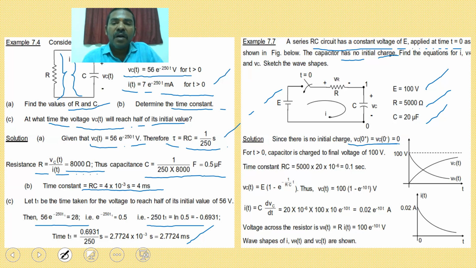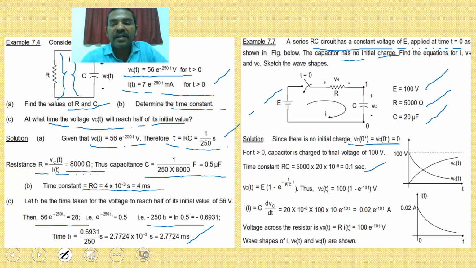Okay, so after closing the switch, the 100 volts is applied to the circuit, and the capacitor acts like a short circuit. So only the voltage and resistance will be there. Okay, so the time constant: tau is equal to R into C. So that is equal to 5000 into 20 into 10 power minus 6. So finally you can get 0.1 second.